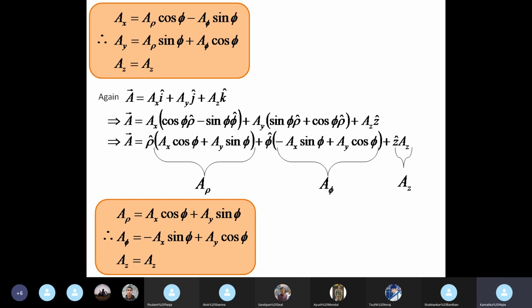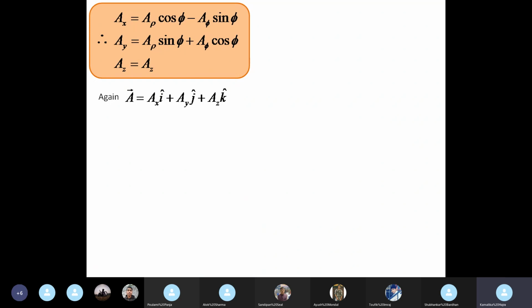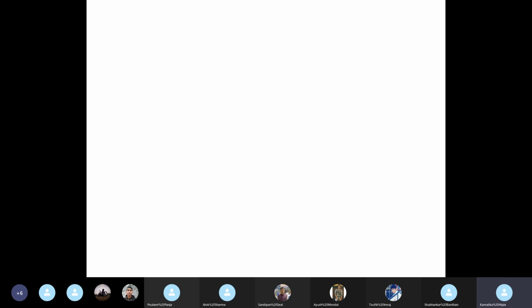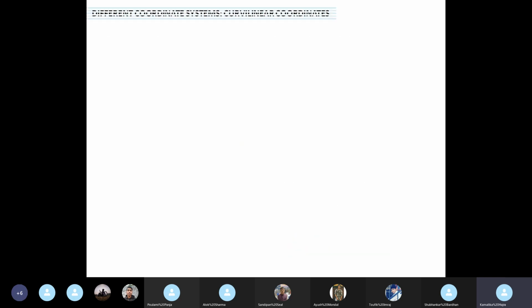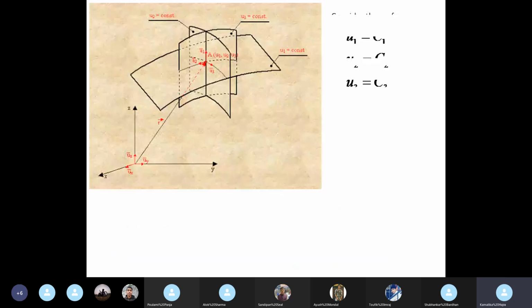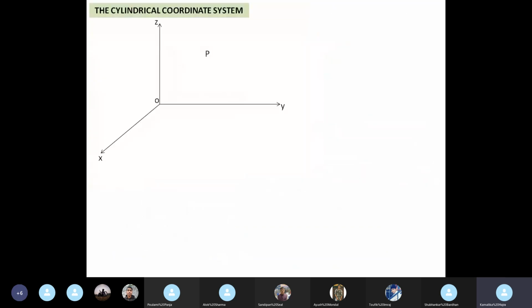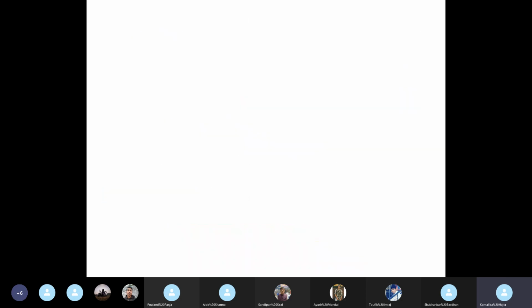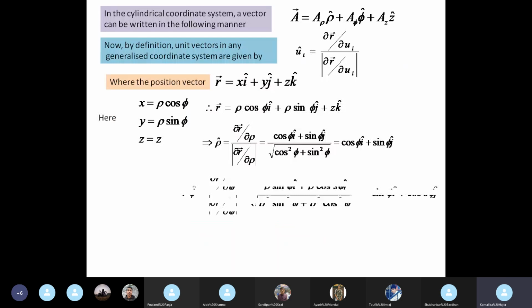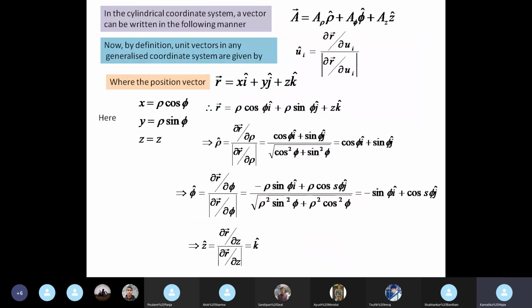You just go step by step. Okay. You know what the coordinates in the cylindrical system are. Okay. Just how to write the unit vectors.